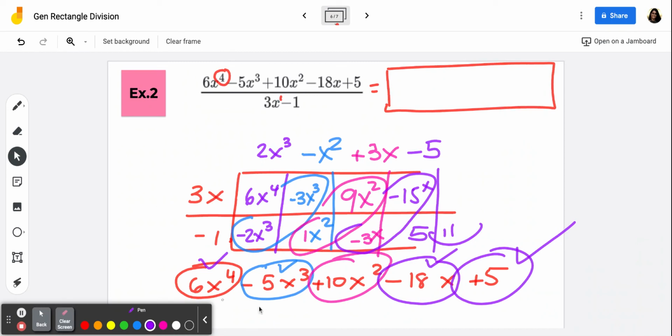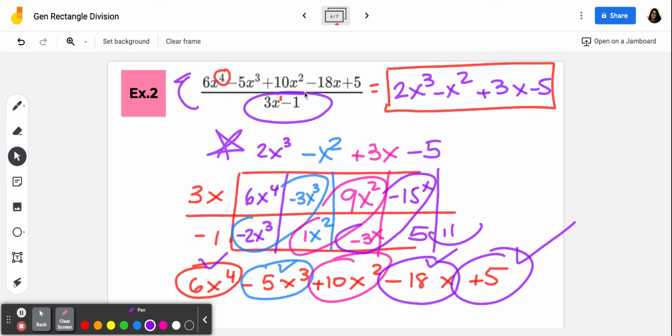Where's my answer in all of this mess? This is the work, and it was a lot of work. This is my answer. A cubic, 2x cubed minus x squared plus 3x minus 5, multiplies with this to make this.